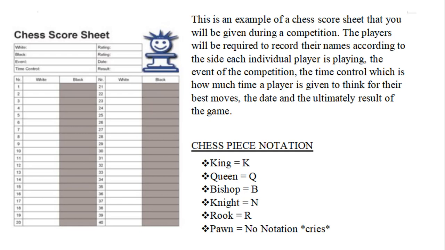As you can see, for the white side or black side, you have to write the name, the event, the time control, which is the time on the timer, the rating, the date, and the result, where we write black or white to show the winner. And down there is each individual move, where you have to record which move white took and which move black took at each individual turn. You have to record it according to the chess notation. As you can see, king is K, queen is Q, bishop is B, knight is N, rook is R, and the pawn has no notation.